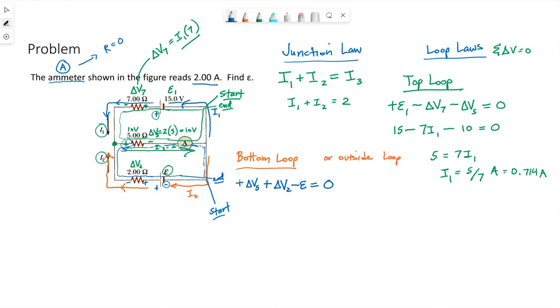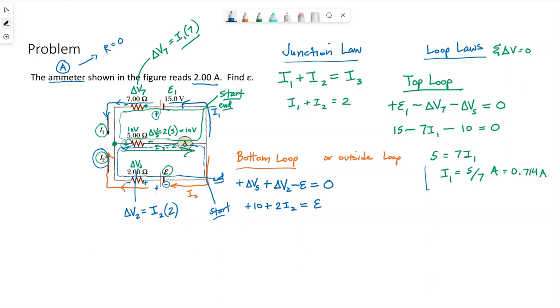Now plugging in this 5 ohm resistor, we already know we have 10 volts. Delta V2 is the current flowing through this resistor, which is labeled as I2, times its resistance. So we get 2I2, but we don't know the value of I2 yet. And I'm going to go ahead and bring the battery voltage to the other side. That's ultimately what we're looking for. So I need to know the value of I2 to plug in here to solve for the battery voltage.